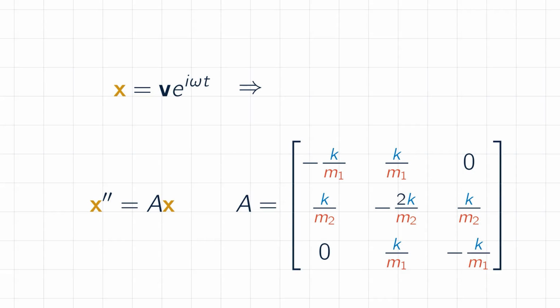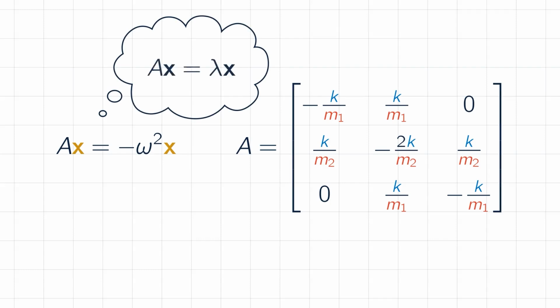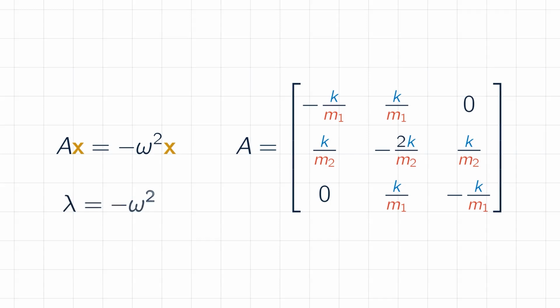When we take the second derivative of x, we obtain minus omega squared times the original vector. You might wonder where the minus sign comes from, but this is actually the square of the imaginary number i. We now have two expressions that are both equal to the second derivative of the vector x. If we equate them, we obtain that A times x must be equal to minus omega squared times x. This reminds us of the definition of an eigenvector. The minus omega squared is in fact an eigenvalue of A.